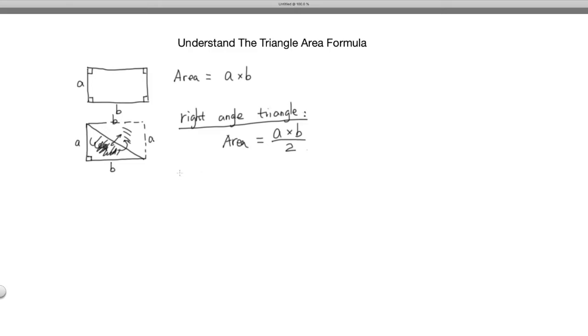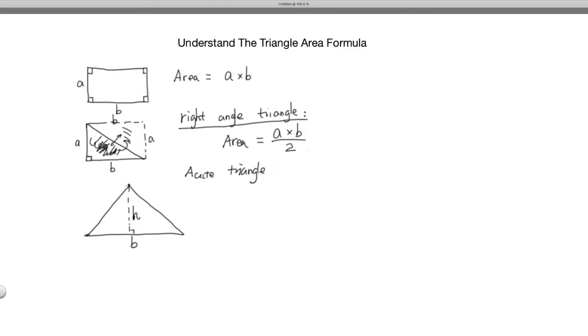Now let's generalize this triangle a little bit. Let's consider an acute triangle. The triangle goes like this. One side, the base, is B. And here, we're going to consider the height corresponding to this base B and call it H. Why do we consider this height? It will be very clear after this discussion.